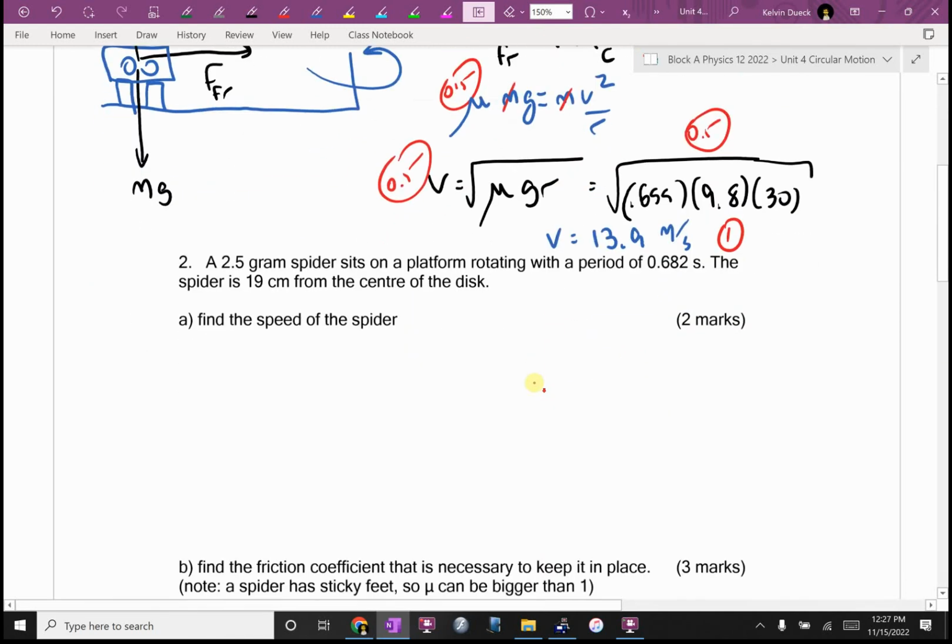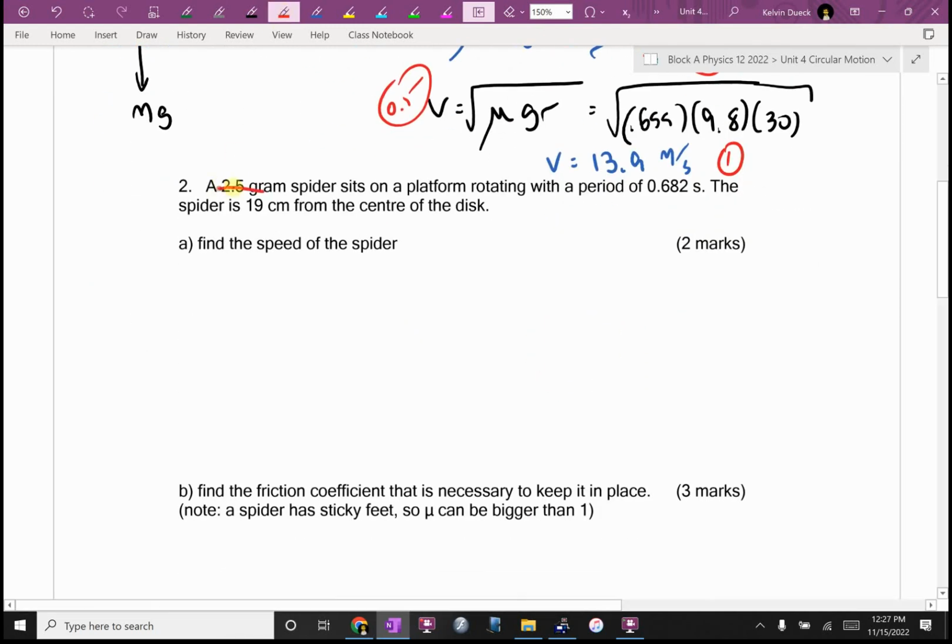A 2.5 gram spider, first thing I did was go, nice try, Mr. Dewick. 0.0025 kilograms, because grams is divided by 1,000 to go to kilograms. So on a platform rotating with a period of, okay, find the speed of the spider. Oh, nice try again, Mr. Dewick. 0.19 meters. I think we have kind of the same free body diagram, but instead of a car, we just got a little spider sitting there.